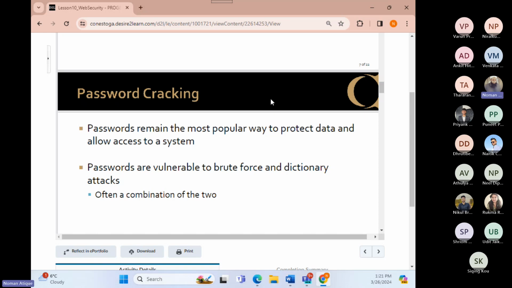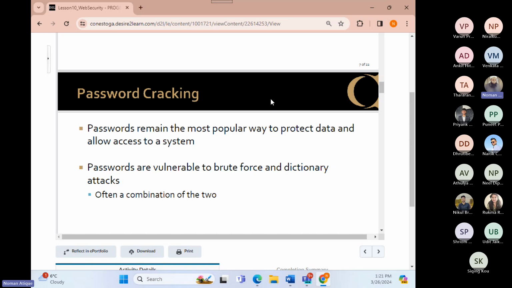Someone should know that. Brute forcing. What is a brute force attack? Attempting multiple passwords. Yes, you're right. Okay. Attempting multiple passwords. Yes, I was just trying to add that.